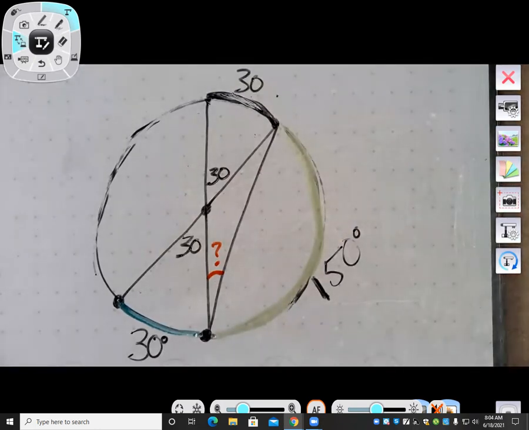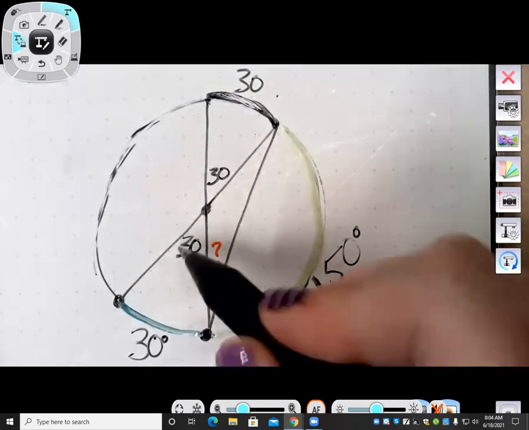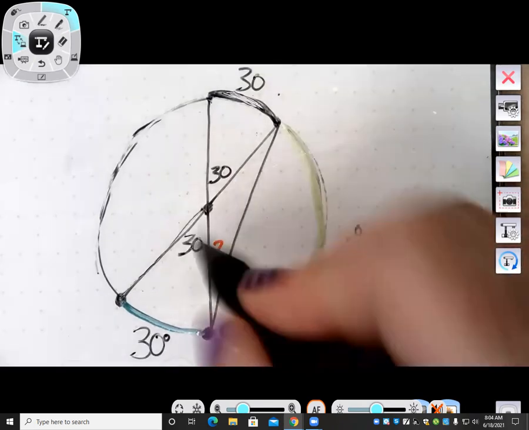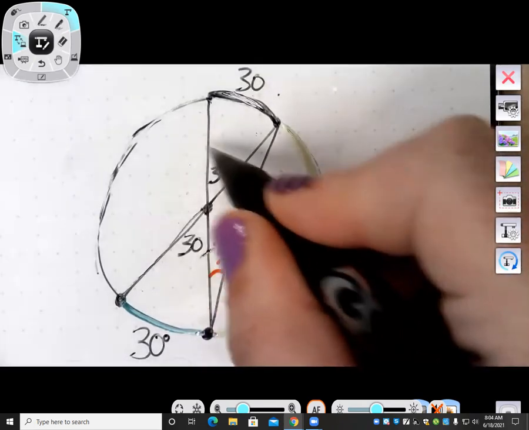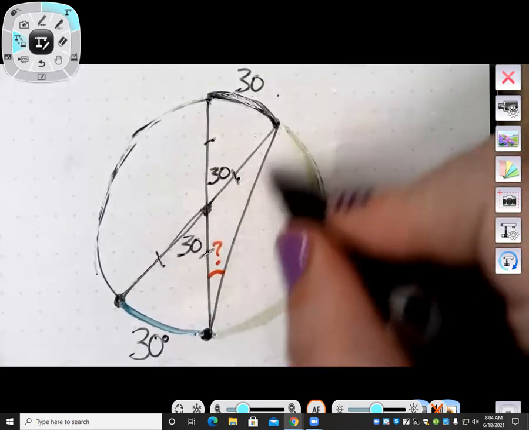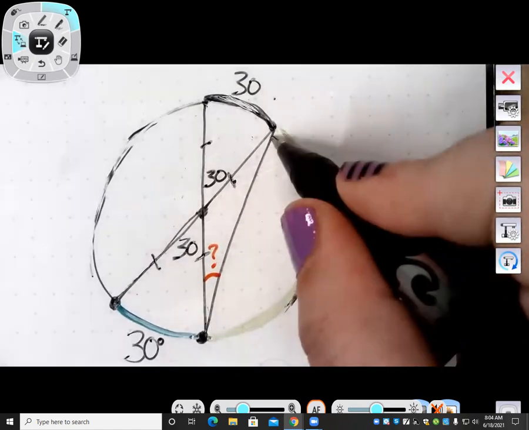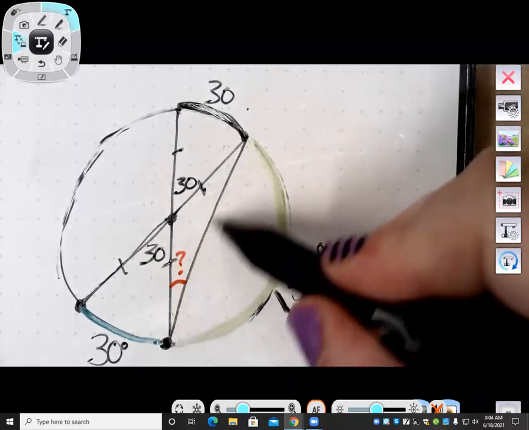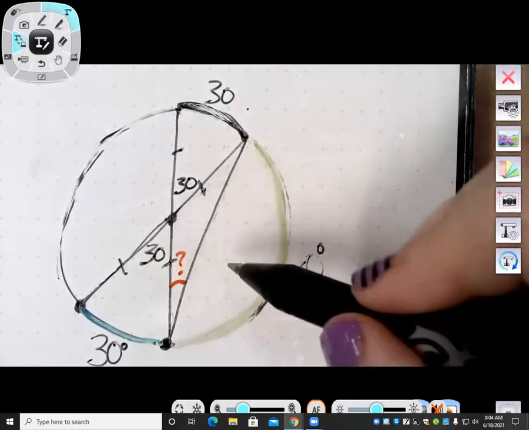Another thing you could have done, oh my gosh, these are all radii, right? All of these, from here to the center, here to the center, here to the center. So all of these are the same. Don't you have an isosceles triangle in here? Do you see this really narrow triangle right here? You follow me? So you have this isosceles triangle.